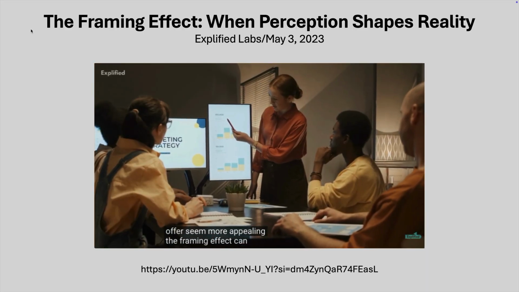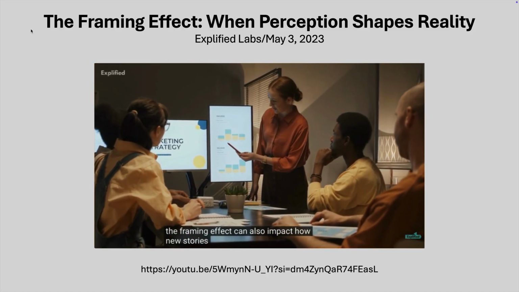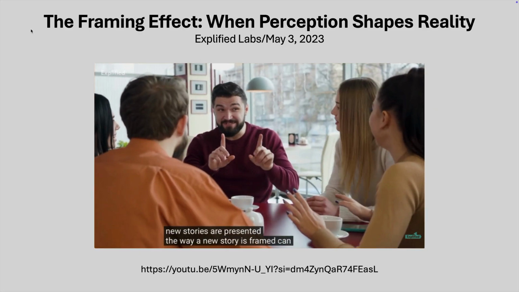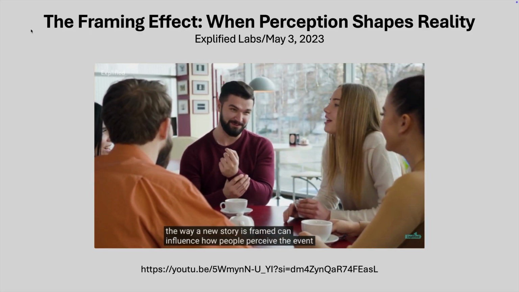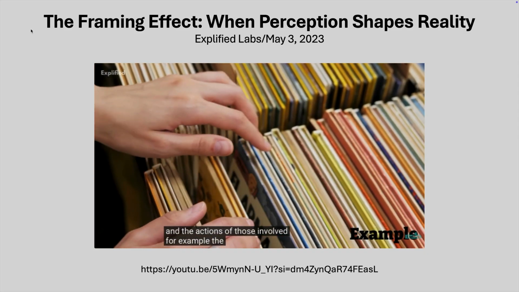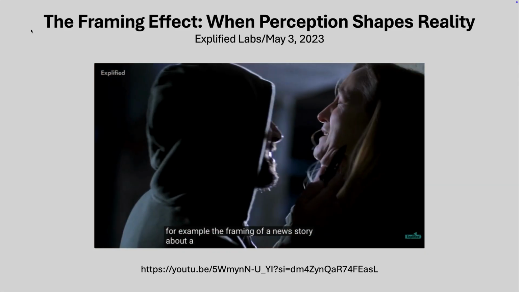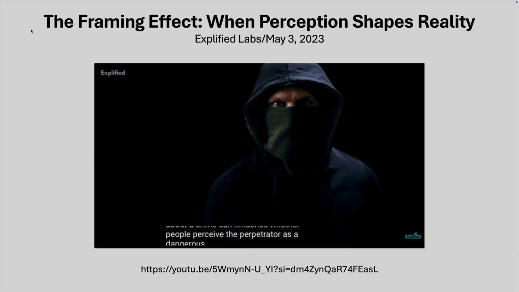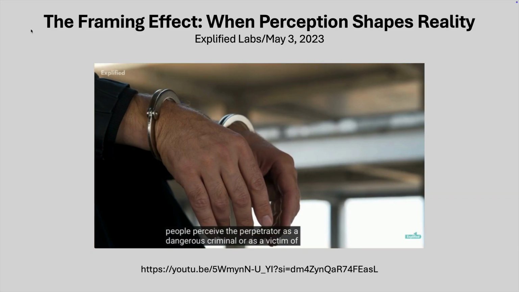The framing effect can also impact how news stories are presented. The way a news story is framed can influence how people perceive the event and the actions of those involved. For example, the framing of a news story about a crime can influence whether people perceive the perpetrator as a dangerous criminal or as a victim of circumstances.